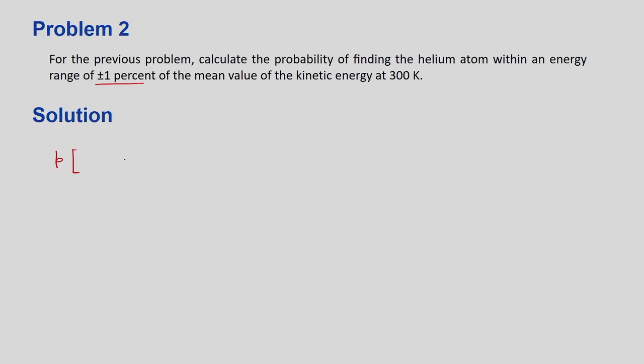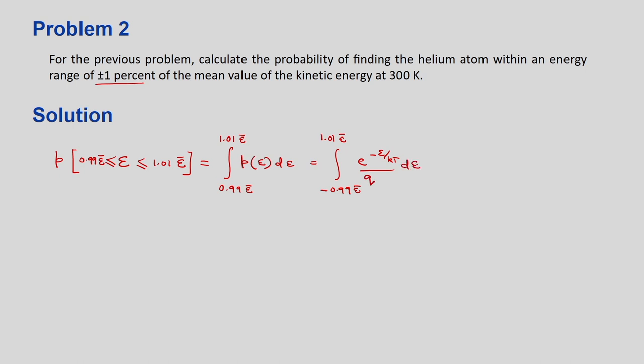So, if I write in terms of expression, you will get probability. If I write here E value to be between 0.99 E bar and 1.01 E bar, this is what it means. The energy of the helium atom is between minus 1% to plus 1%. The expression takes the form: you take the integral from 0.99 E bar to 1.01 E bar, the probability distribution function into dE. This expression is exponential term by partition function. So, it will be e to the power of minus E by kT by q into dE, now you can do this.